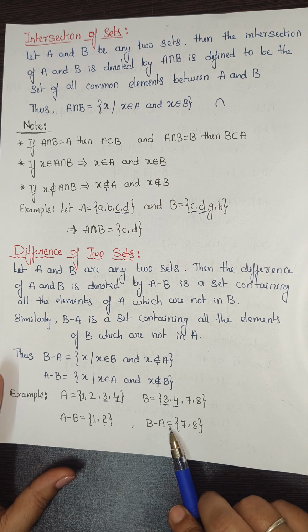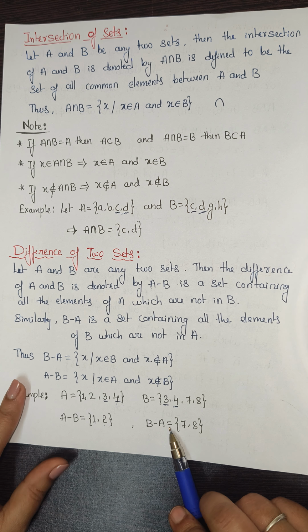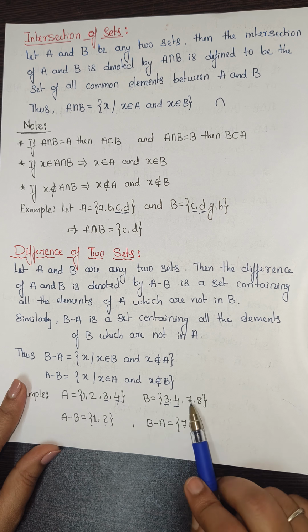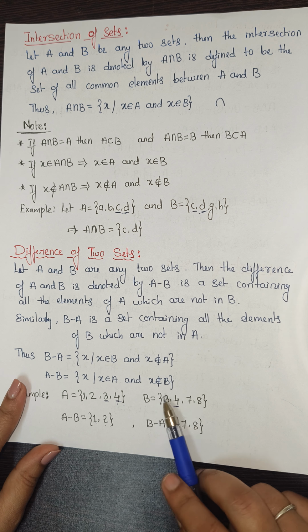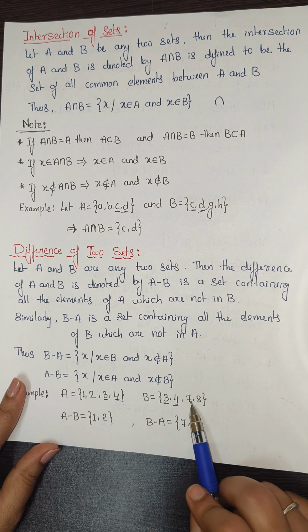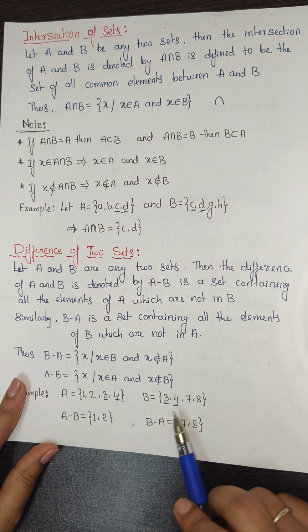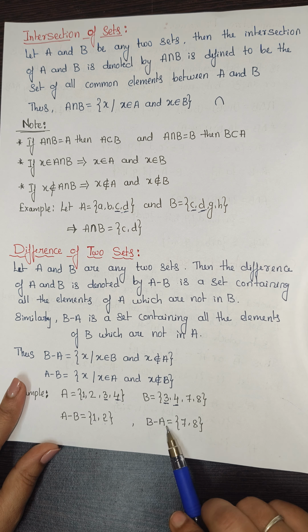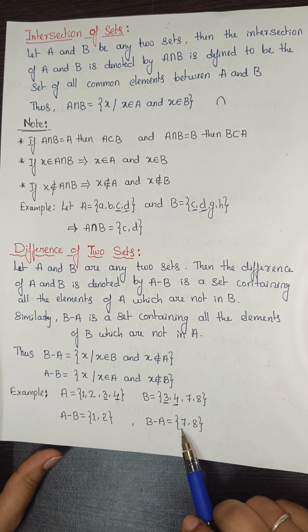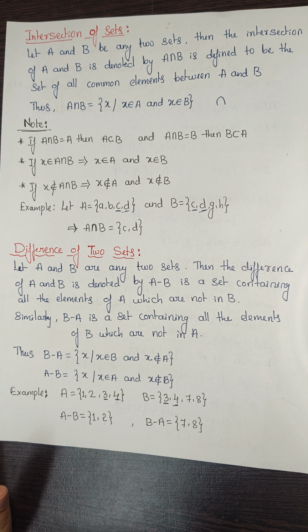Next, B minus A. B minus A means what? It is a set containing all the elements of B which are not in A. 3 and 4 are already in A, so we are not supposed to write them. We have to write only 7 and 8, because B minus A is the set containing all the elements of B which are not in A. Hope all of you understood this one.